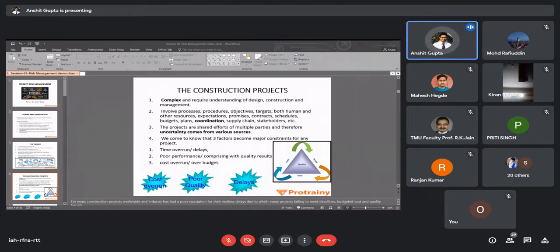So what is the difference between risk and uncertainty? Generally, in layman terms, not about construction but in real life, when we talk about risk and uncertainty, we think that both of the terms are the same. But what actually is the difference between the two?